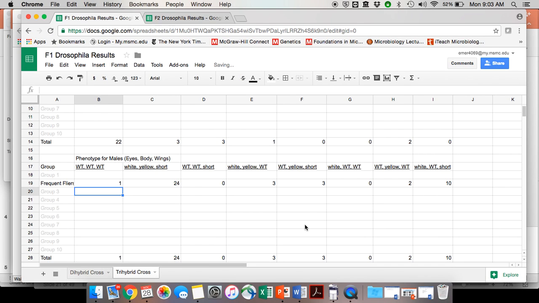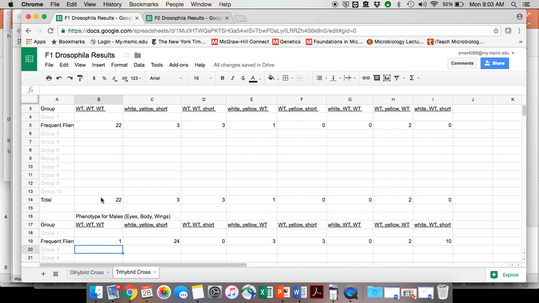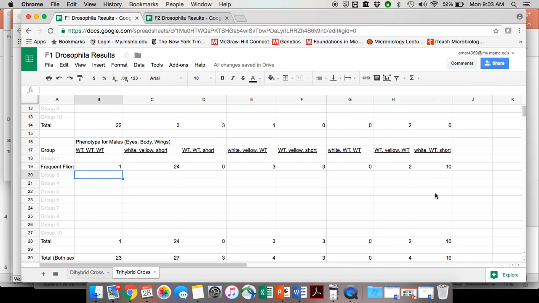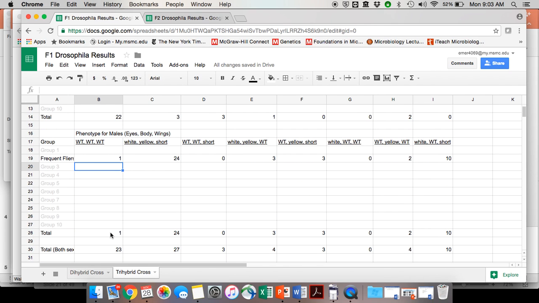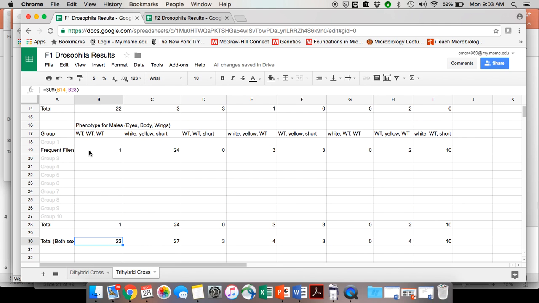So you can see here that it tallied the total of our different classes for the females down at the bottom here. It is tallying the total for the different classes for the males at the bottom here. We have the total of both sexes, so the total number of wild type for all 3, independent of male and female here. The total of mutant for all 3, independent of male and female right here. The total number of wild type eyes, wild type body, short wings, independent of male and female right here, and so on.